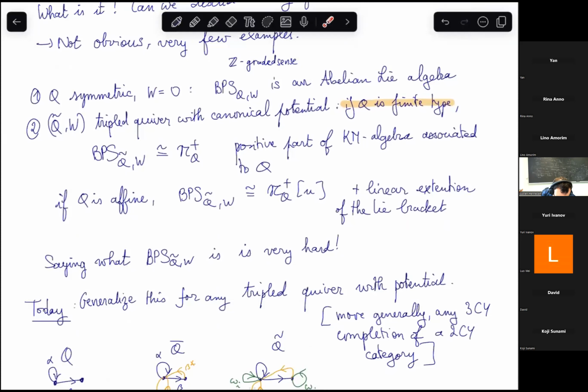Now I explained to you last time how to construct from a given quiver Q the triple quiver with some canonical potential, cubic canonical potential. And if Q is of finite type, then it was known that this BPS algebra is exactly the positive part of the Kac-Moody algebra, which in this case is actually the semi-simple algebra associated to the simply laced Dynkin diagram of a given type.